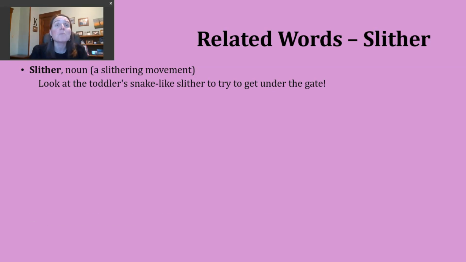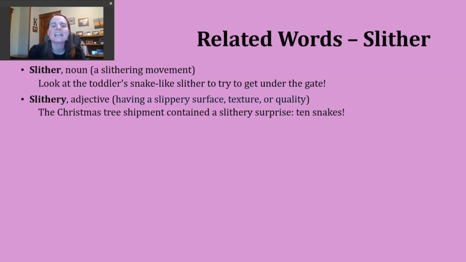They're going to here maybe try and get on their belly and twist and propel themselves forward and under the gate. One more word for today. It's the adjective slithery. This can mean having a slippery surface texture or quality. So an example of this, something I saw in a newspaper article: the Christmas tree shipment contained a slithery surprise, 10 snakes. So here, right, again, we're back to those snake-like comparisons, but that is how I think you're likely to see and hear this verb used.